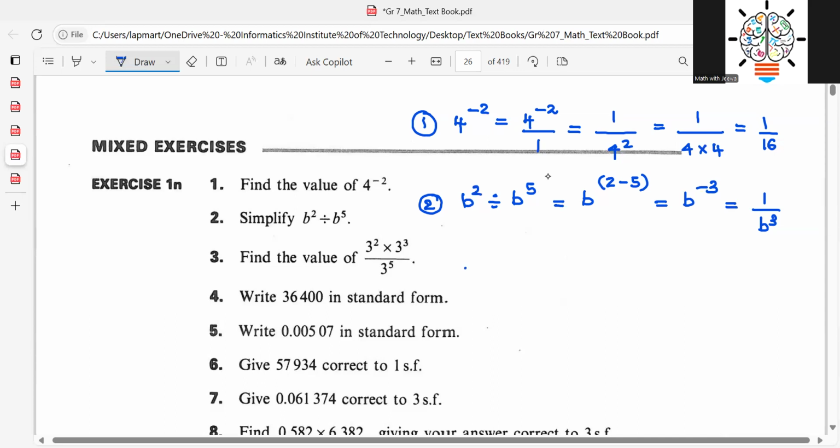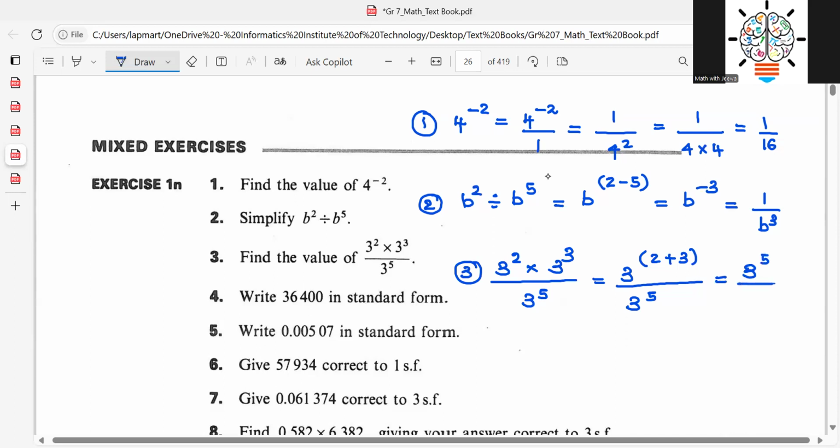So then the third one, you have 3 to the power of 2 and 3 to the power of 3, the whole thing divided by 3 to the power of 5. So then here I write 3 to the power of 2 plus 3, and here I have 3 to the power of 5. So then I have 3 to the power of 5 and 3 to the power of 5. So here we have a division. Therefore, I can subtract the indices like this.